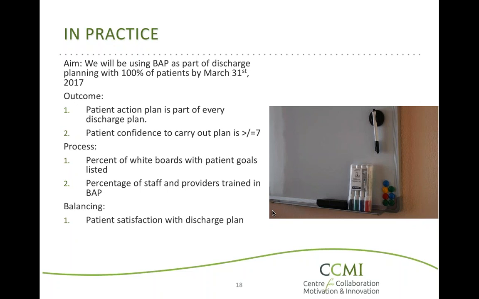Yeah, great point, Bruce. And I put up an example here on the slide where in practice we've got an aim of using brief action planning as part of discharge planning, with 100% of patients having it as part of their discharge planning by March 31st, 2017. So yeah, you'd have an outcome measure: patient action plan is part of every discharge plan by that date. And also the confidence measure is another outcome measure here. So you're looking at overall, are they confident in fulfilling the plan?